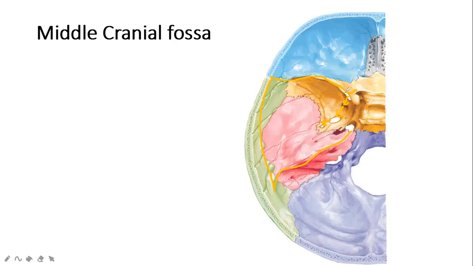This one, the superior orbital fissure, is between the greater wing of the sphenoid bone and the lesser wing. This one, the optic canal, is between the lesser wing of the sphenoid bone and the body of the sphenoid. Some texts say that the optic canal is found within the lesser wing of the sphenoid bone.